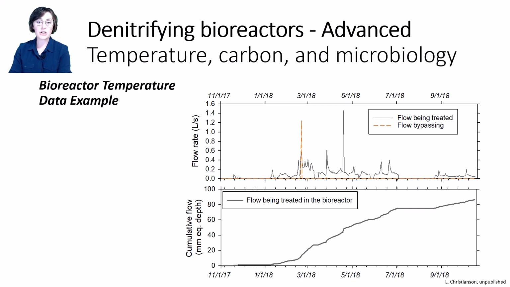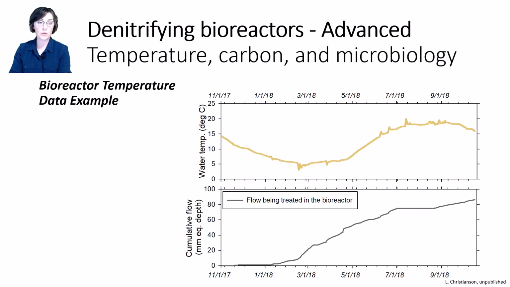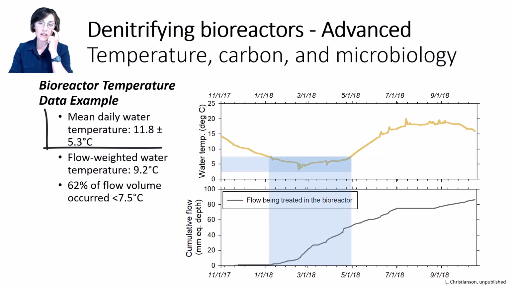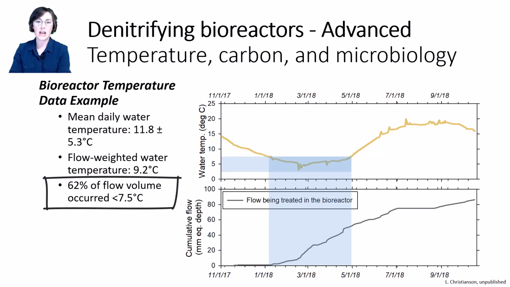But what I really want to show you is how the cumulative flow line relates to water temperature. During this time, where the cumulative flow graph is steepest, basically means that where we're trying to treat a lot of water in the bioreactor, unfortunately, our water was the coolest. We can calculate the average daily water temperature for this period by just taking an average of all the daily temperatures, and we know that's about 12 degrees, but that kind of hides the fact, or masks the fact, that most of our flow was treated at a temperature of less than about 7.5 degrees Celsius.